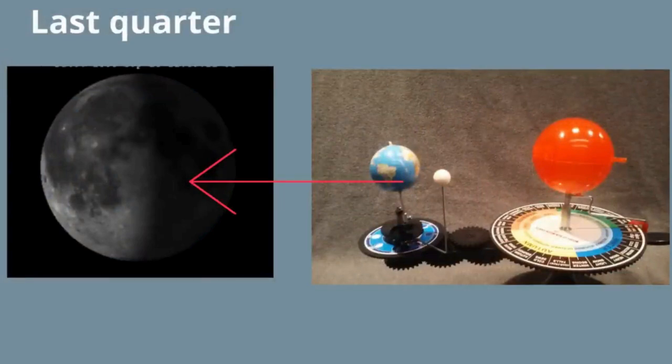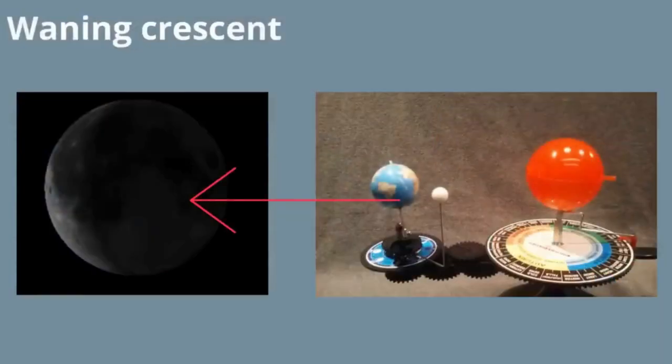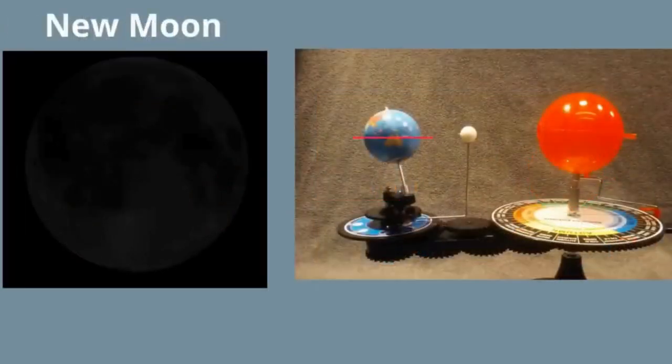After roughly 24 days, the moon is now at waning crescent. Remember, waning means the light is getting smaller, and the Sun, Earth, and Moon alignment looks like this. And finally, after roughly 27 days, the moon is now back at new moon, and the lunar cycle will start over again.